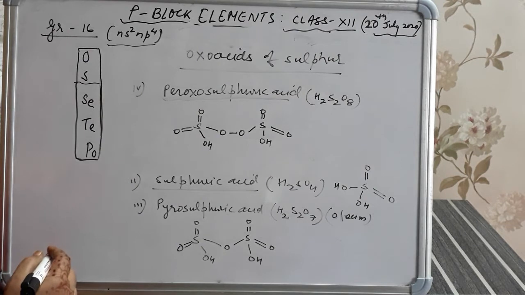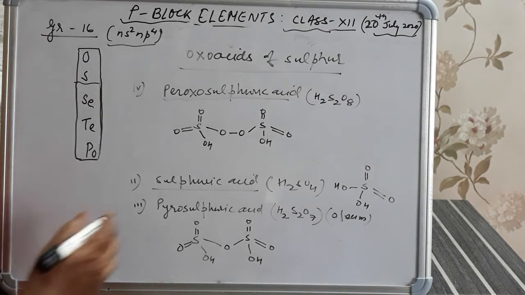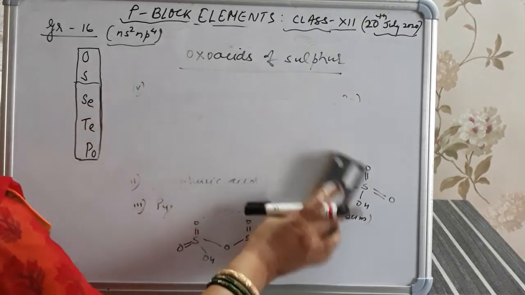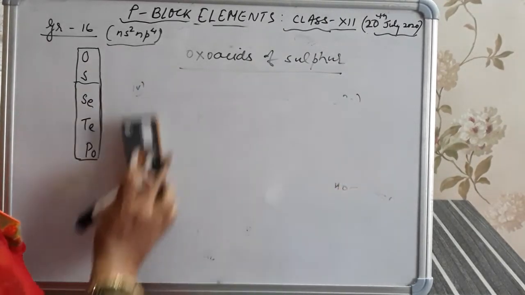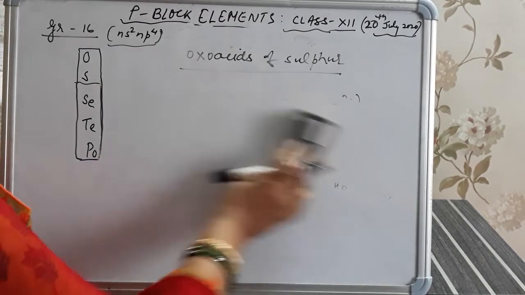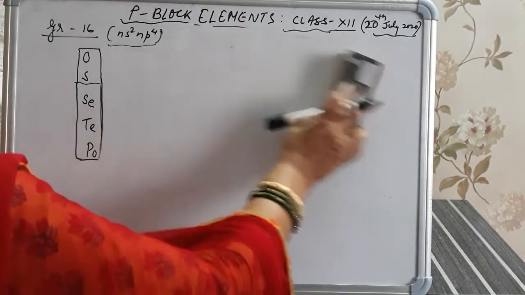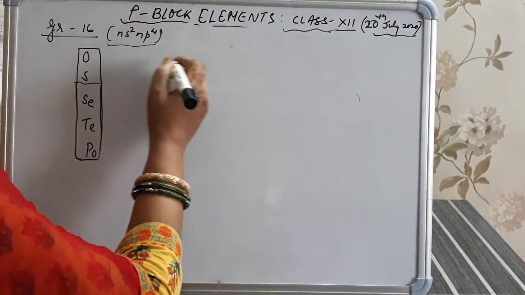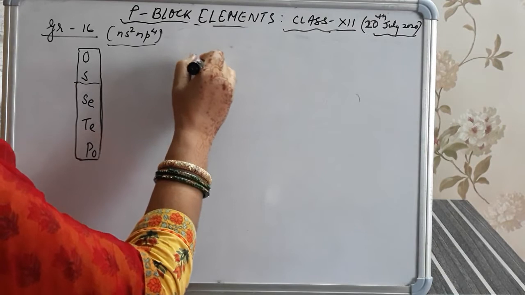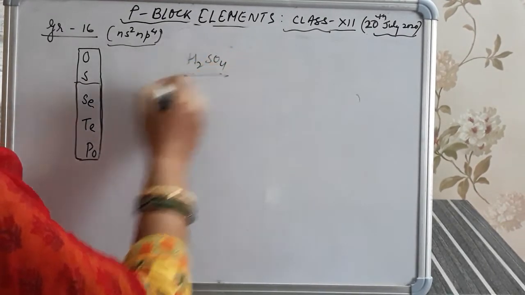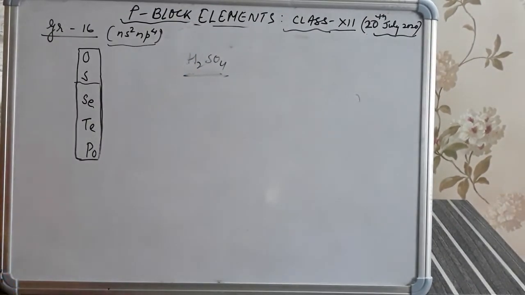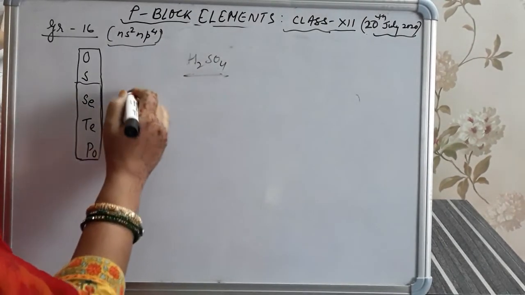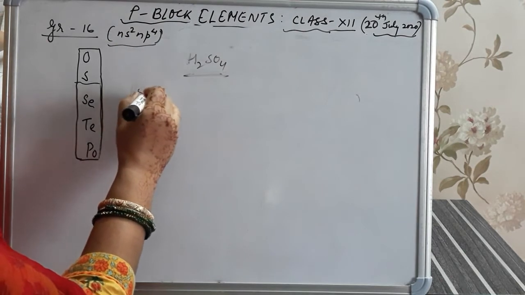So students, let's discuss sulfuric acid and its properties. This year, the preparation method may be deleted, or has to be deleted. So we will discuss only the properties of H2SO4, their physical and chemical properties. At first we will discuss the properties of sulfuric acid.